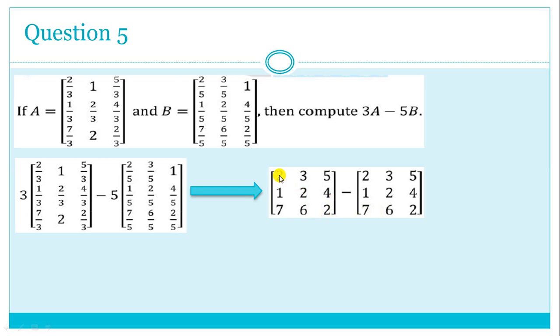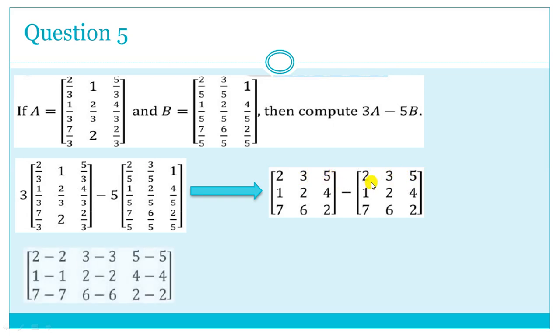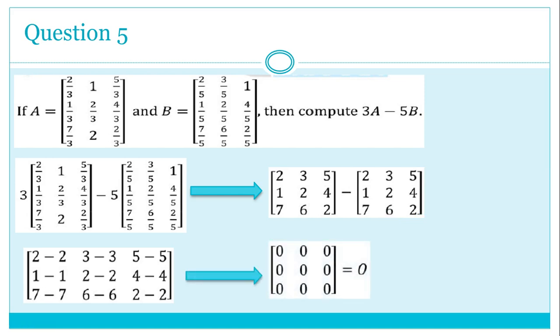In the subtraction, we will just subtract the corresponding elements of the second matrix from the elements of the first matrix. So 2 will be subtracted from 2, and 3 will be subtracted from 3, and 5 will be subtracted from 5, and so on. So this is what it will look like. 1 is subtracted from 1 to get us this, then 2 is subtracted from 2, 4 is subtracted from 4, and the same is for the last row of both matrices. After subtraction, we will get 0, 0, 0 in every row and every column.